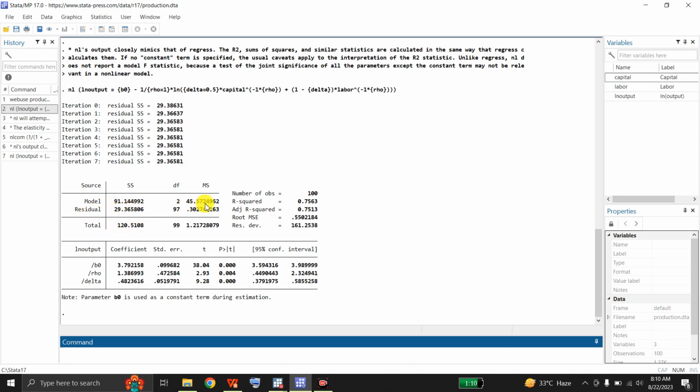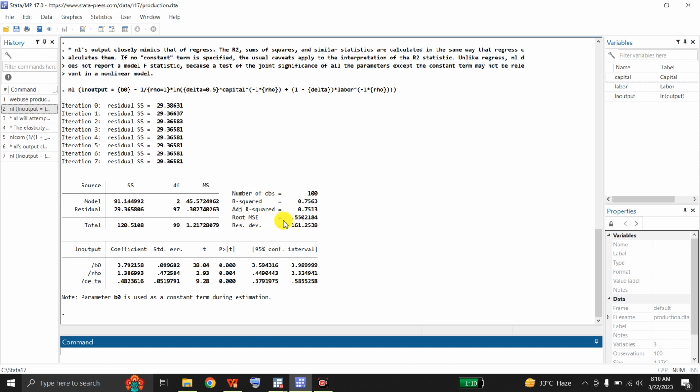This is the mean sum of squares for the model, this is for the residual, and this is the total, and the total number of observations. These are the model level statistics. Total number of observations is 100. R squared value is equal to 0.756, and adjusted R squared is 0.751.